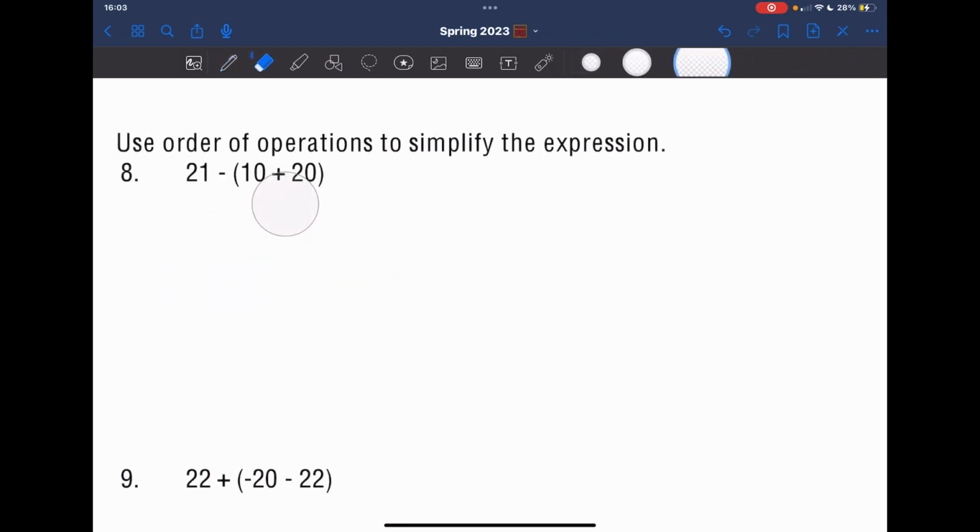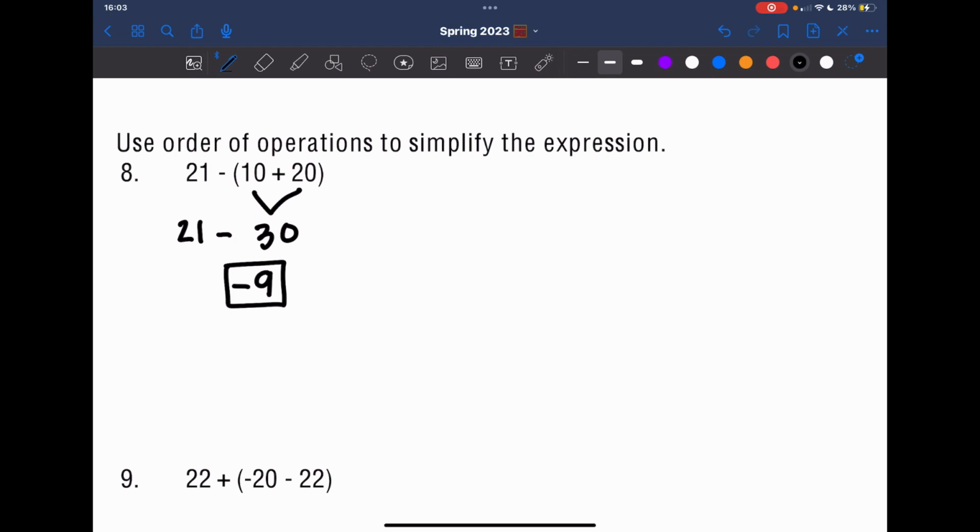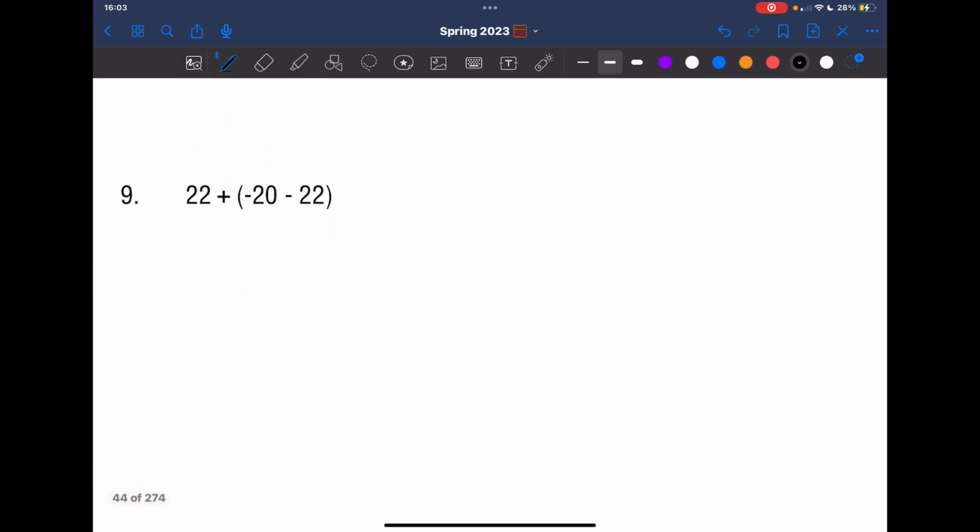Number 8, we're working inside the parentheses first for PEMDAS. 21 minus 30 is going to give us -9. The negative is a larger number, so that's the sign of our answer. We have 22 plus inside the parentheses, -42. So I have a mix of signs, so it's 22 minus 42 is going to give us -20.